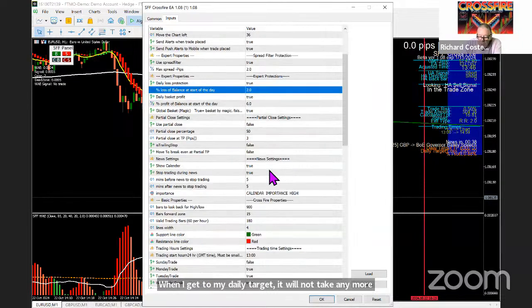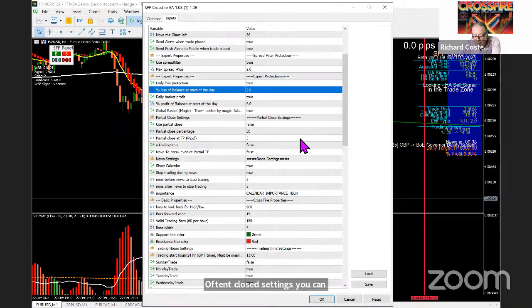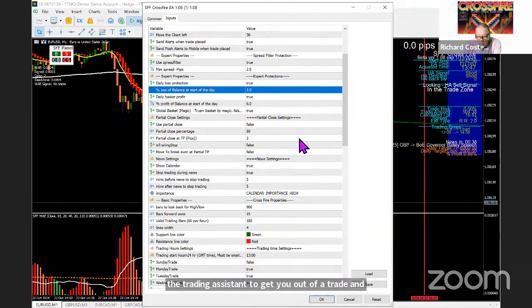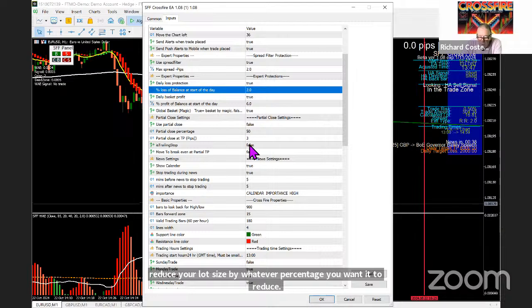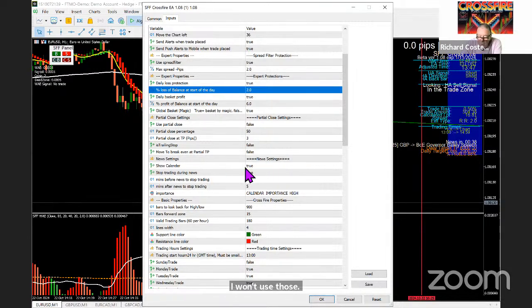Partial close settings, you can use those if you wish. I haven't used them yet. You can set the trading assistant to get you out of a trade and reduce your lot size by whatever percentage you want. So you take partial profits, you can move your stop loss to take profit, you can have a trailing stop loss. I haven't used those.